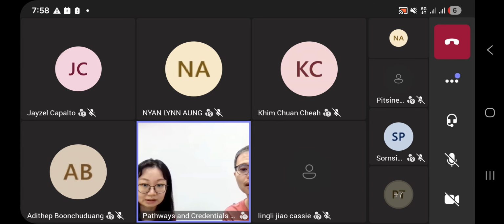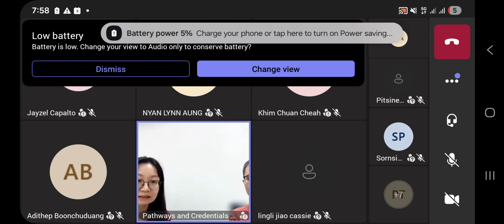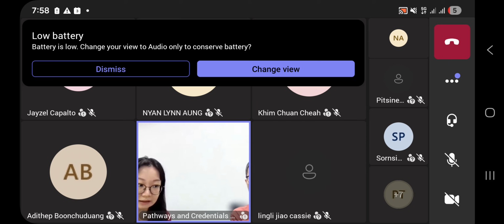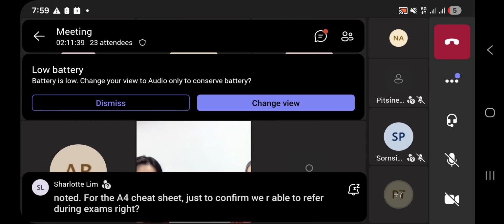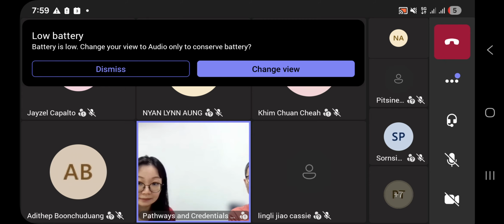I think there are some questions in the chat as well. So, Charlotte, for the calculator models that ISCA permits, this will be any scientific model calculator, as well as the basic calculators that usually people have. As long as you're not able to program or add additional programming applications inside, I think that is fine. Those that you can plug in or add additional programs or software to are not permitted. That's all. There's a cheat sheet question. Yes, for the A4 cheat sheet, you can refer to it during the exam.